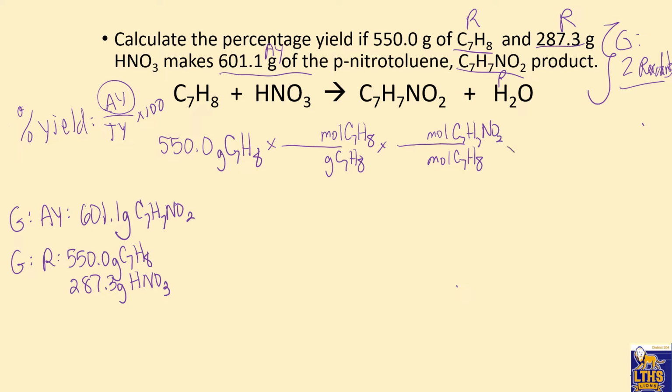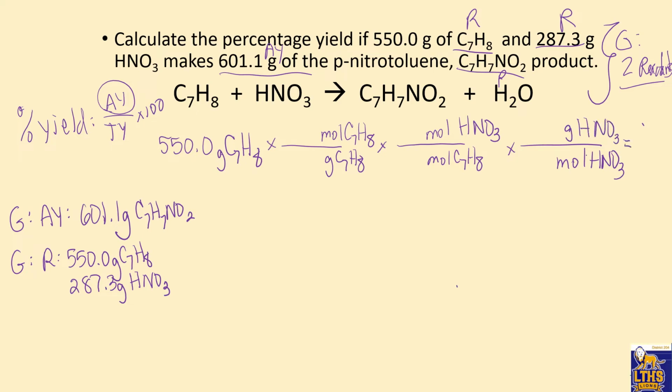And I'm going to turn it into moles of C7H7NO2. And then I'm going to turn moles of C7H7NO2 into, whoops, what am I doing? Come on, Harbin, get it together. Okay, so, all right, so it happens. Make mistakes, but then you think about it and you fix it. So, here's what I need to turn my moles of C7H8 into moles of HNO3. Why am I doing that? I'm saying, okay. And then I'll change moles of HNO3 into grams of HNO3.